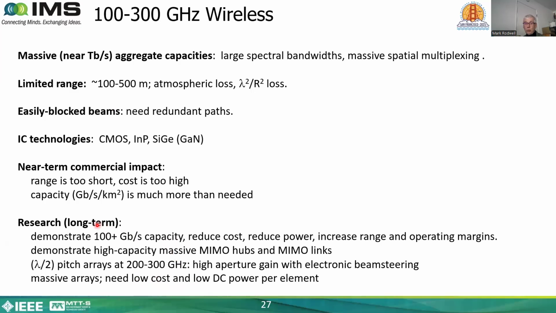So there are many groups worldwide working on such systems, and hopefully many talks at the present IMS that will be working in this general field and extending the state of the art.